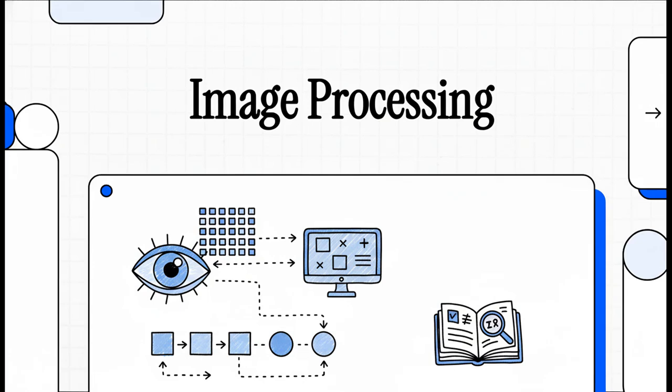Today, we're diving into a technology that's pretty much everywhere, but we don't always notice it: image processing. We're going to find out how computers don't just look at pictures, they actually learn to understand them. So, let's get right into it.